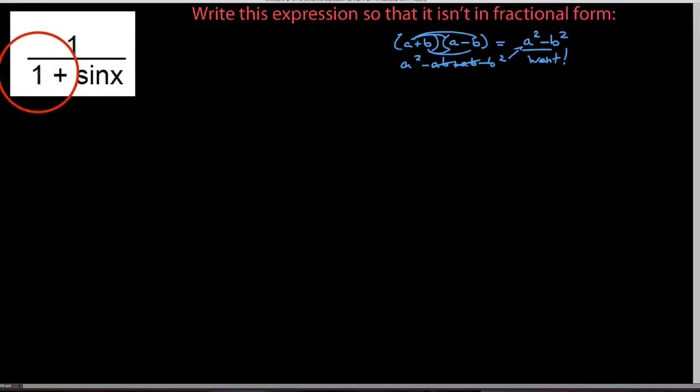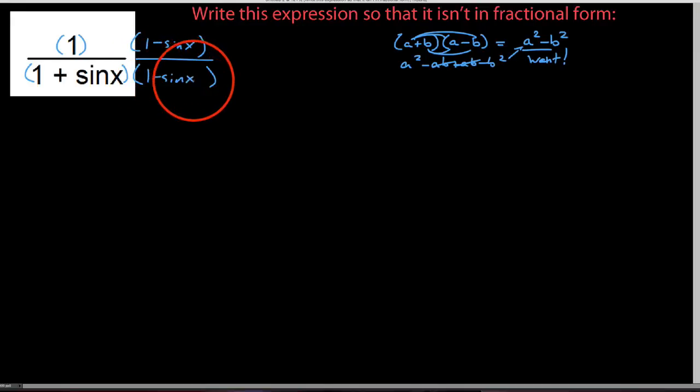So in this particular instance, what we're going to do is we're going to multiply the top and the bottom, both the bottom and the top, by the conjugate of 1 plus the sine of x. So in this case, we would say that that would be 1 minus the sine of x. And the first thing that we need to recognize is this: when we multiply by 1 minus the sine of x over 1 minus the sine of x, we're really multiplying by 1.